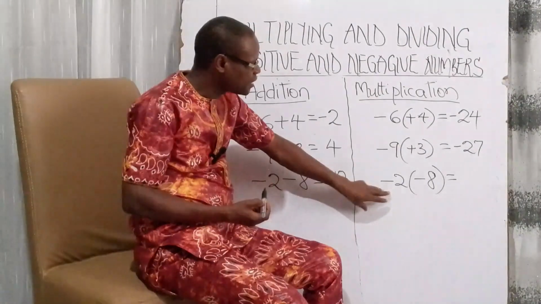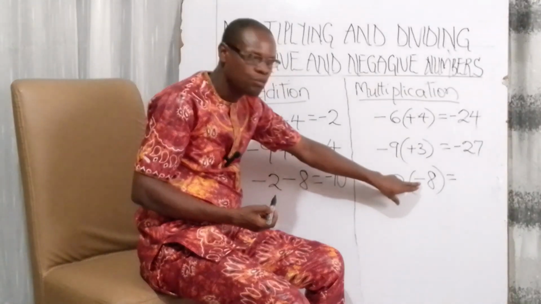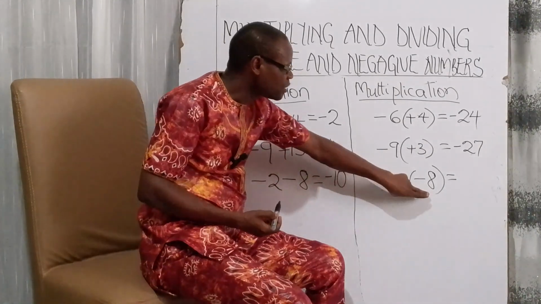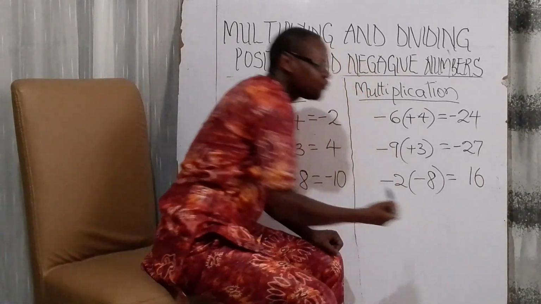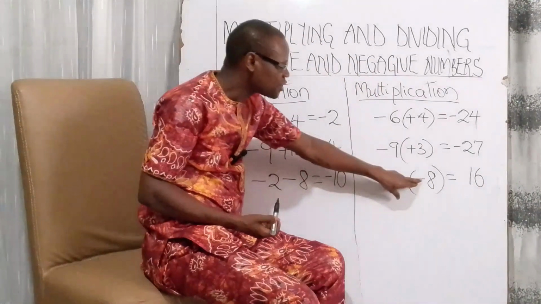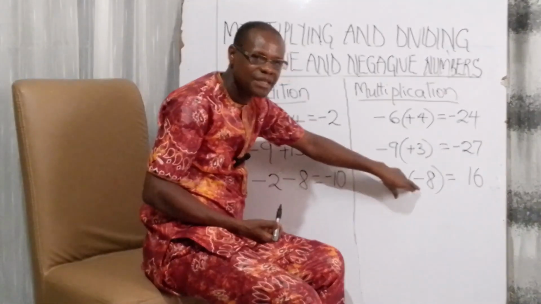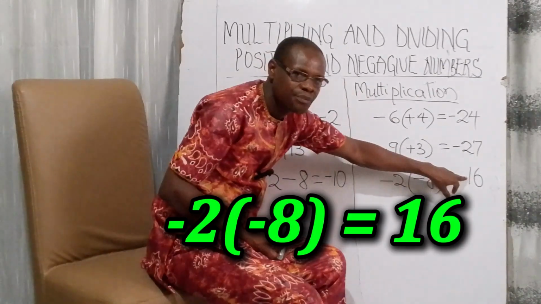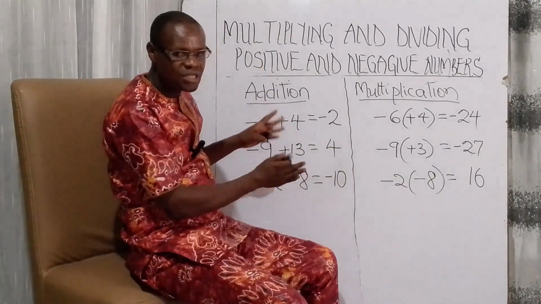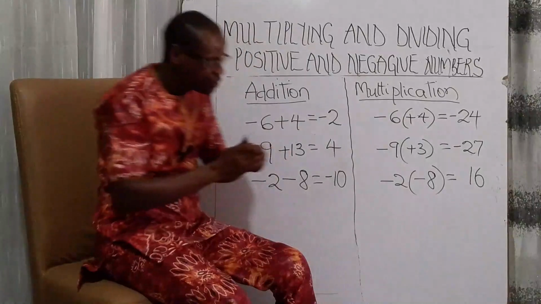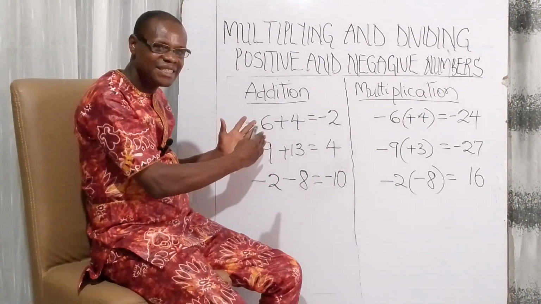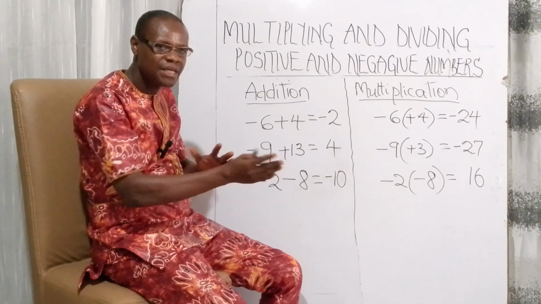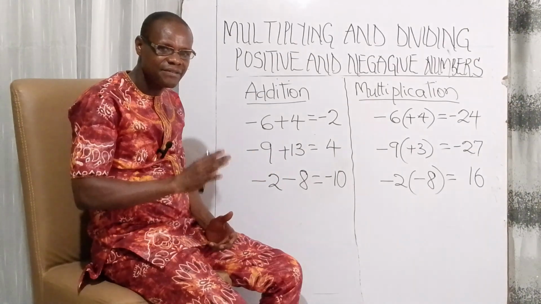And in the final case here, -2 multiplied by -8, you multiply 2 and 8 to have 16. And don't forget that when we are multiplying the two same signs together, our answer becomes positive. So this is just a clarification between adding and multiplying positive and negative numbers.